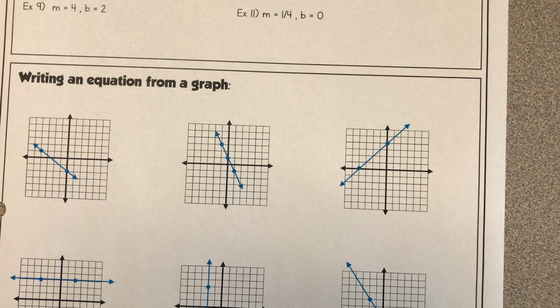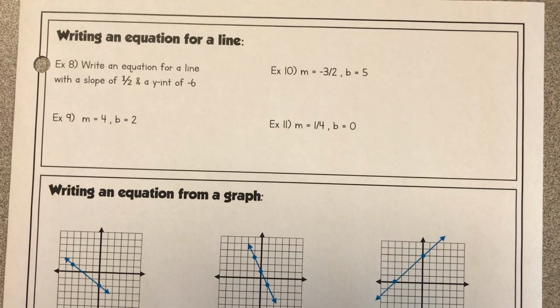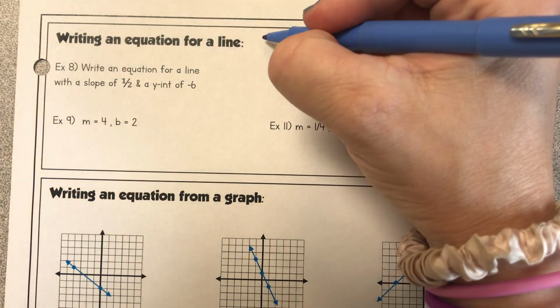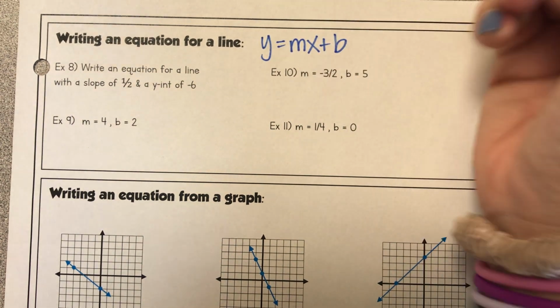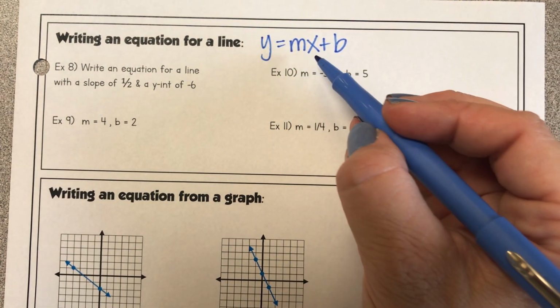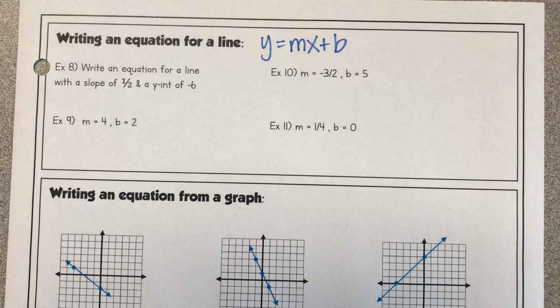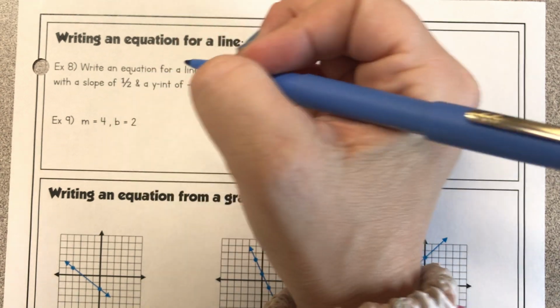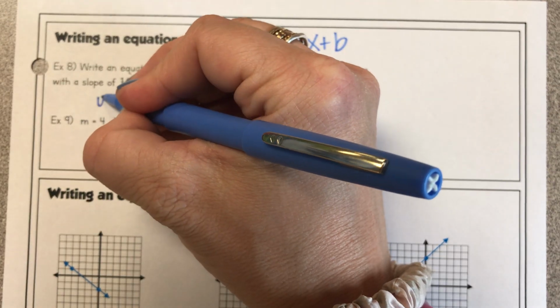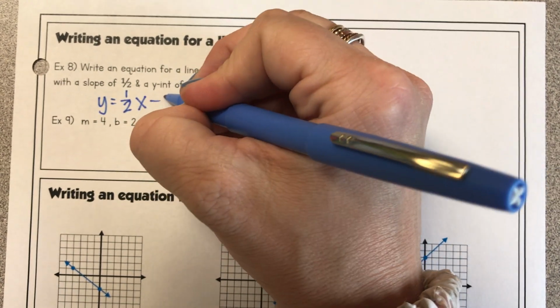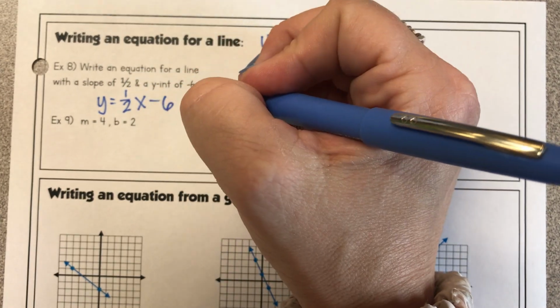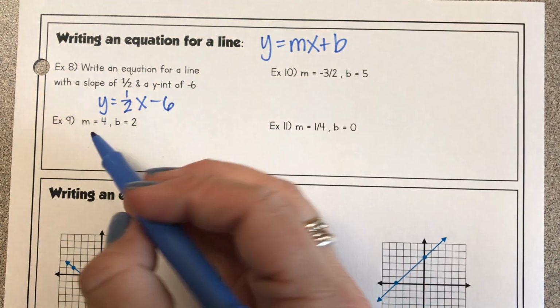Okay, so let's look at the next little section, which is writing an equation for a line. Okay, so we know that every single time it's going to be y equals mx plus b. The y and the x aren't going to change. We're just going to fill in the m and the b. So it says write an equation for a line with a slope of 1/2 and a y-intercept of -6. So y equals 1/2 x minus 6. Slope of 1/2, y-intercept of -6.